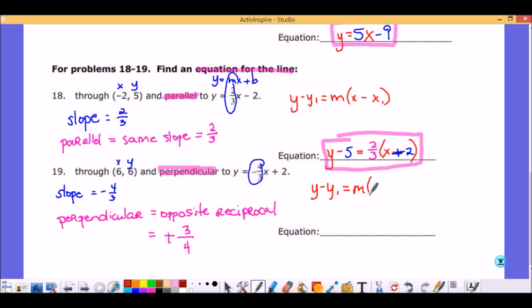All right, just like in number 18, my equation is y minus y1 equals the slope times x minus x1. All right, so now I'm ready to start. y minus, and my y value is 6. And then I'm going to copy the rest of the problem down, equals. Now my slope is what we just flipped, so it's going to be positive 3 over 4. And now I'm going to copy the rest of the problem down, x minus, and now I want the x value, which is positive 6. All right, so then my final equation is y minus 6 equals 3/4 times the quantity x minus 6.